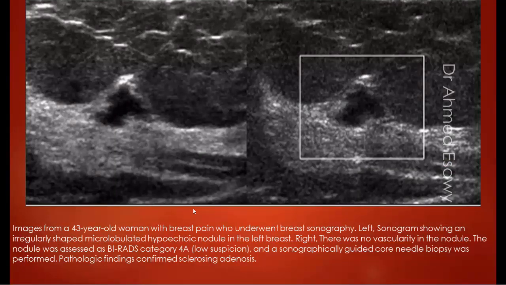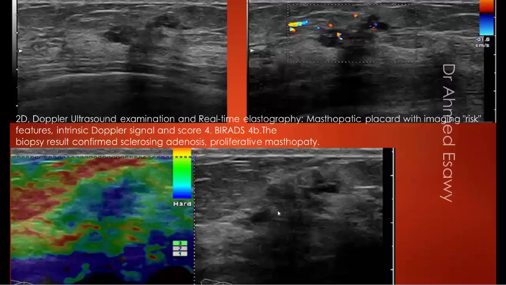This is a 43-year-old woman with breast pain. Ultrasonography shows an irregularly shaped, microlobulated hypoechoic nodule in the left breast with no vascularity, assessed as BI-RADS 4A, low suspicion, and biopsy proved it to be sclerosing adenosis. These Doppler ultrasound and elastography images show a nodule with imaging risk features, intrinsic Doppler signal, and elastography score 4, a stiff lesion, categorized as BI-RADS 4B, biopsy showing sclerosing adenosis, proliferative mastopathy.